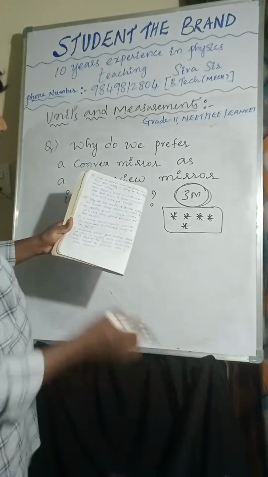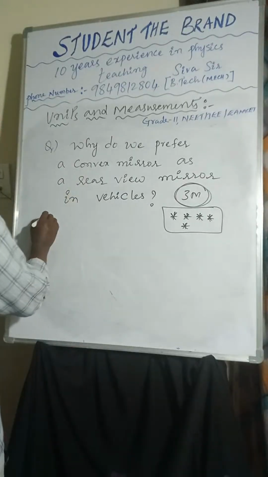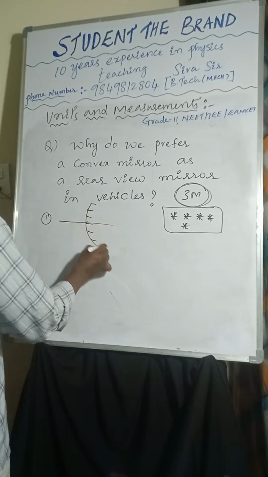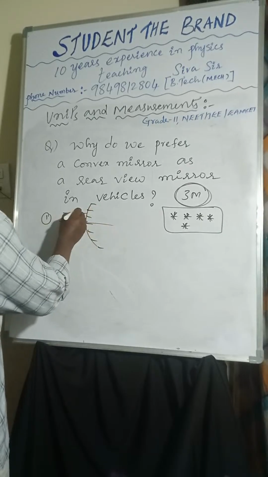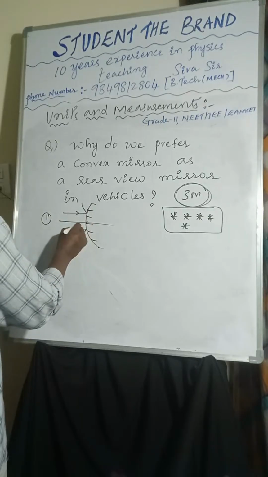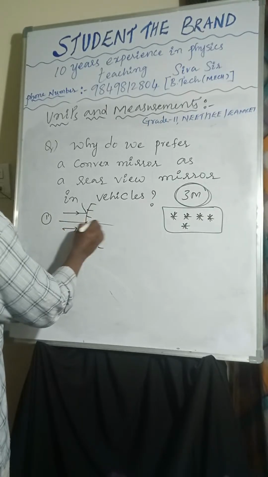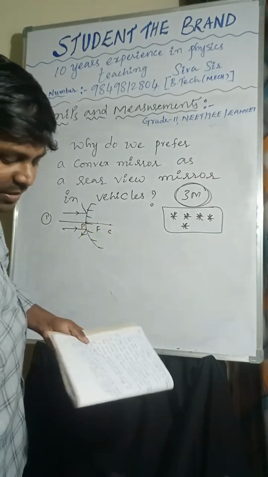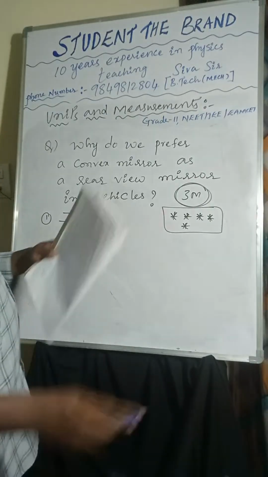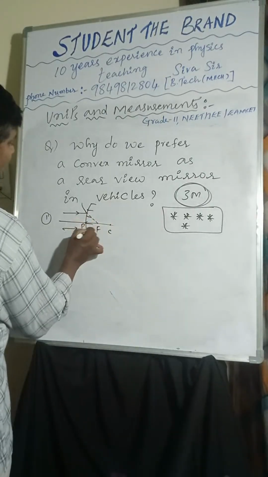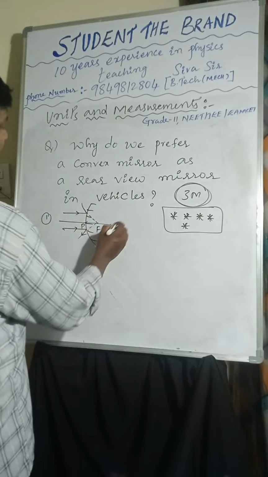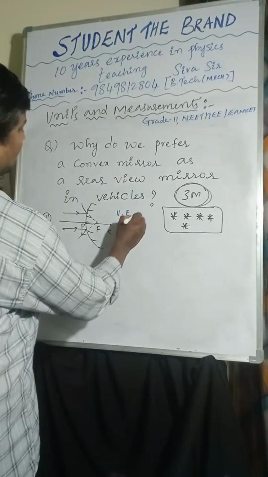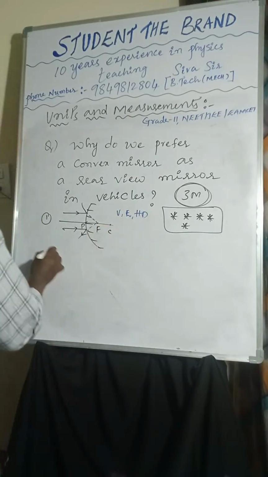A convex mirror always produces an erect and diminished image. I will take 2 positions. This is a convex mirror, and one light ray I'm taking here. Only 2 cases are there, right? This is the pole, focus, and center of curvature. If you extend these light rays, they will form the image at the focus. Virtual, erect, and highly diminished.